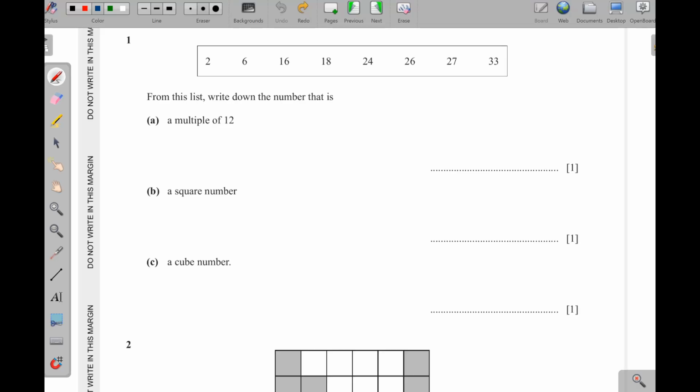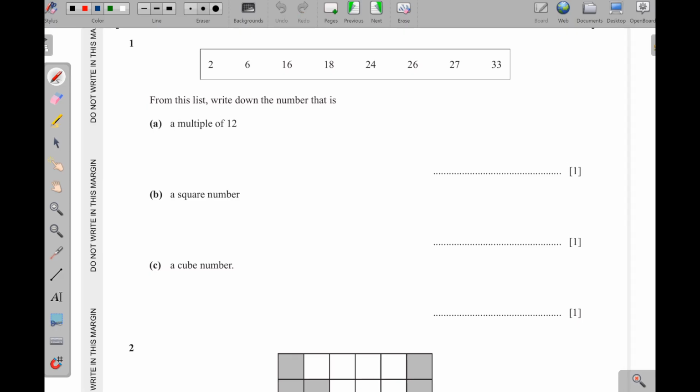This is Teacher Simon taking you through IGCSE Extended Mathematics paper 0580-33 for May/June 2025, and this is part 1 for questions 1 to 15. In this paper, we are allowed to use a calculator.